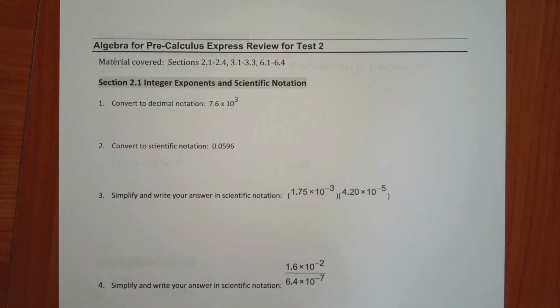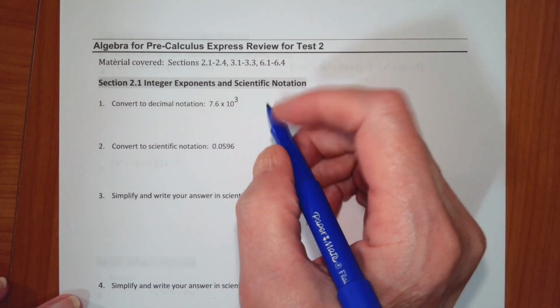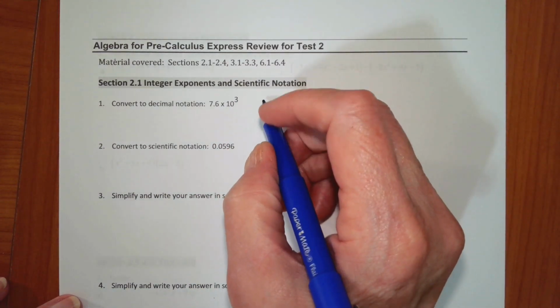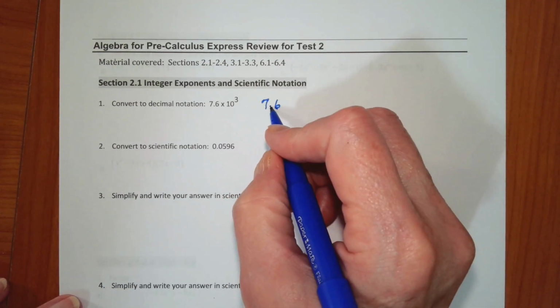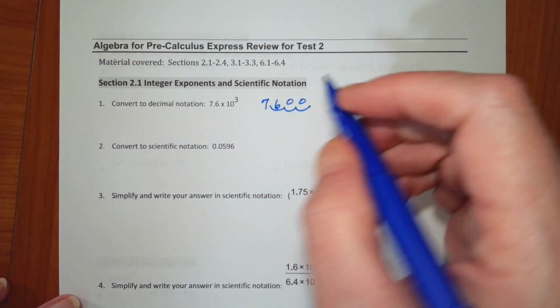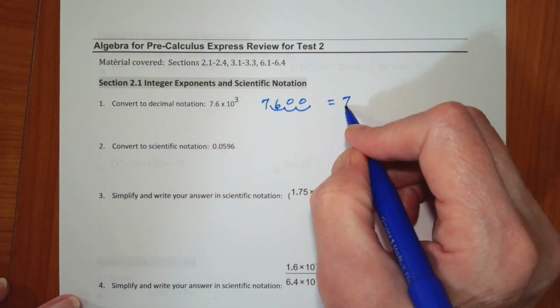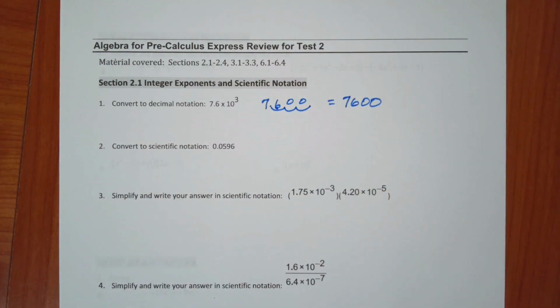Okay, so the first one, we want to be able to convert to scientific notation back and forth between decimal notation. So if I have 7.6 times 10 to the third, this tells me I have to take the 7.6 and move the decimal to the right 3 places, fill in with zeros, so that becomes 7,600. Remember, a positive exponent is going to be a number larger than 1. A negative exponent is going to be smaller than 1.